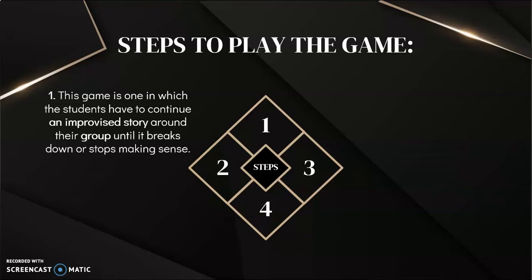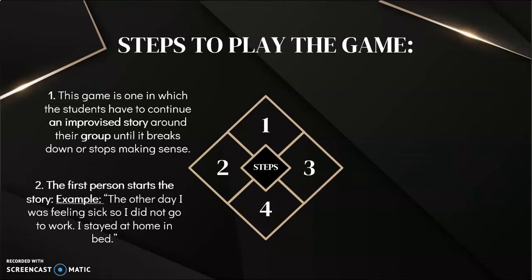This game is one in which the students have to continue an improvised story around their group until it breaks down or stops making sense. For example, the first person started the story: The other day I was feeling sick so I did not go to work. I stayed at home in bed.